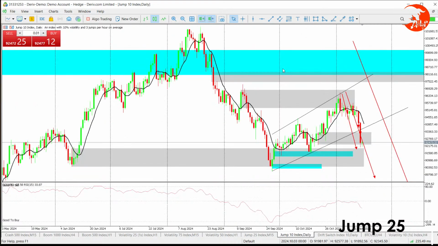All right, now we head over to our last asset, which is V10, which is Jump 10, and we look at whether it's making sense or not.